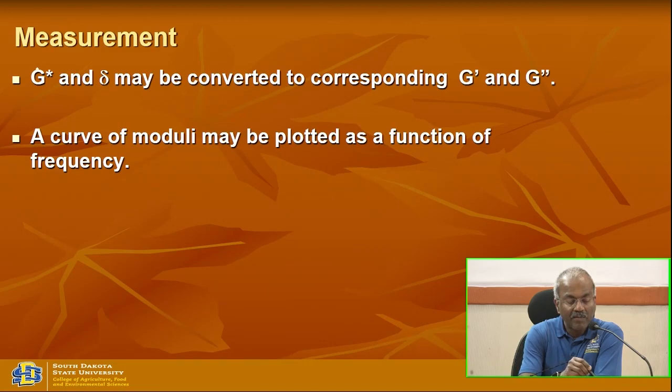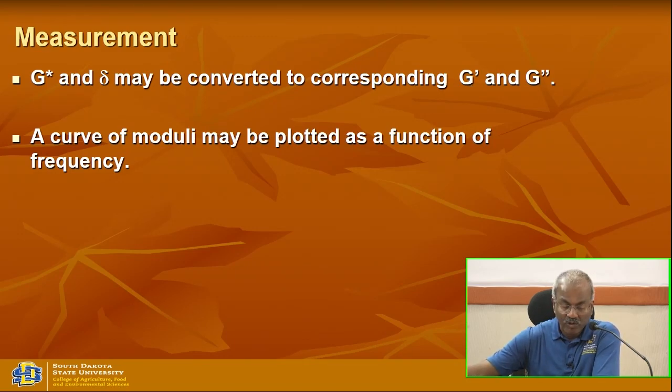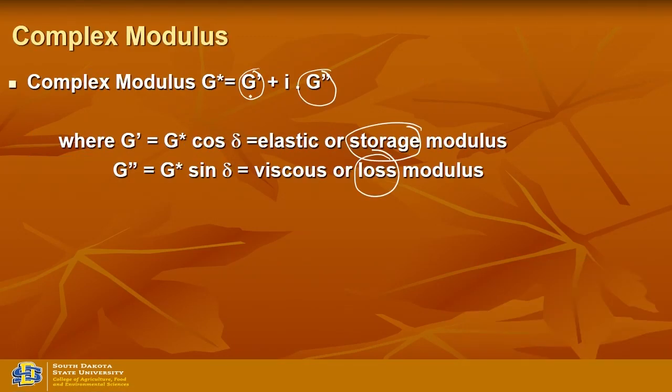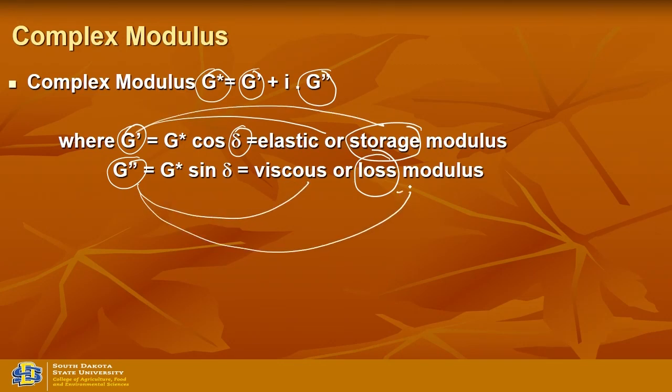So when you have the complex modulus and phase angle, those are the numbers you get from the measurement that can be easily converted to the corresponding G prime and G double prime using the equation I showed you here. So when you get the complex modulus and the phase angle, using these equations, complex modulus as a function of phase angle, you can get G prime and G double prime, which is the storage modulus or elastic modulus, and this is the viscous modulus and the loss modulus.